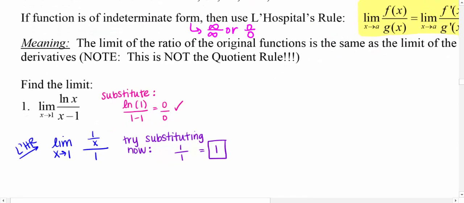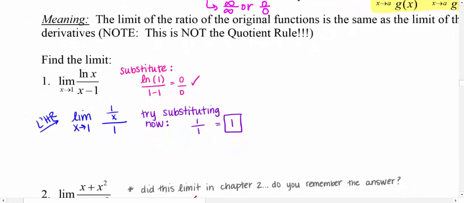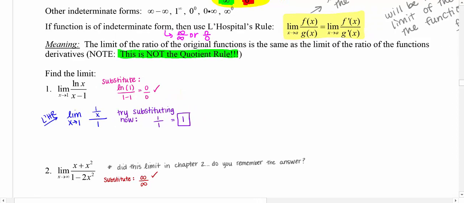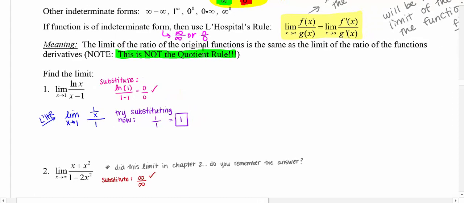So let me show you how this works. And again, this is not the quotient rule, okay? And I typed it out if that is better for you. The limit of the ratio of the original functions is the same as the limit of the ratio of the functions' derivatives. You'll probably have to read that a few times before it sinks in. So here's an example from start to finish.